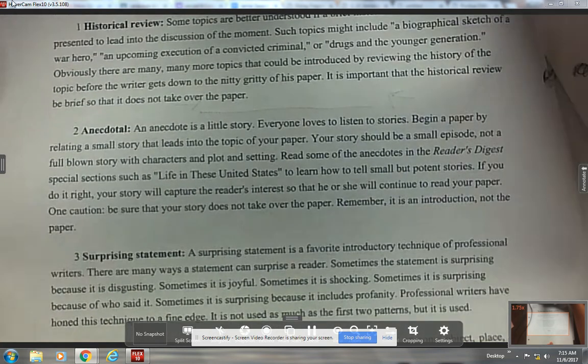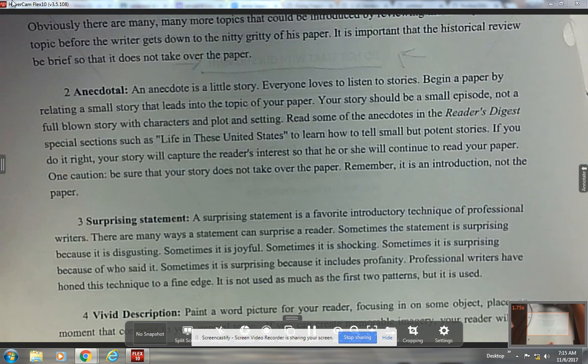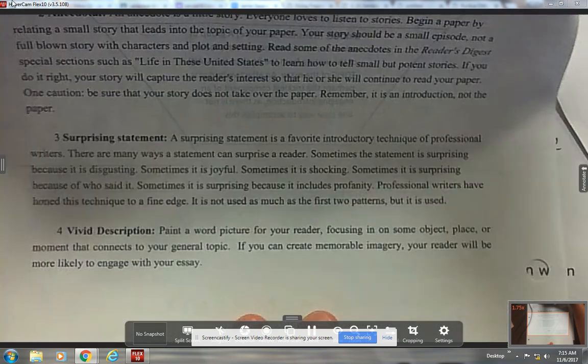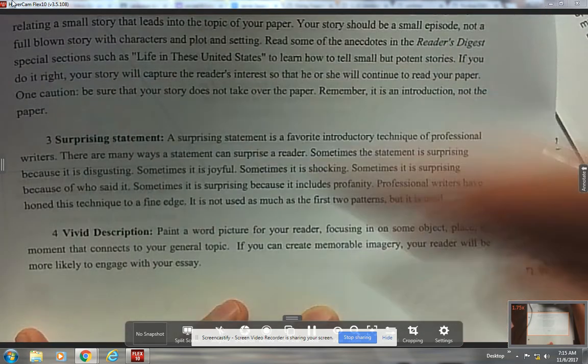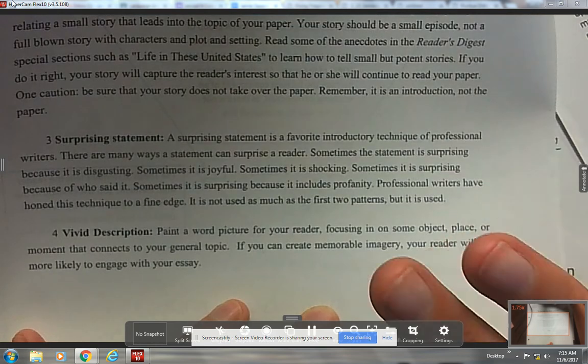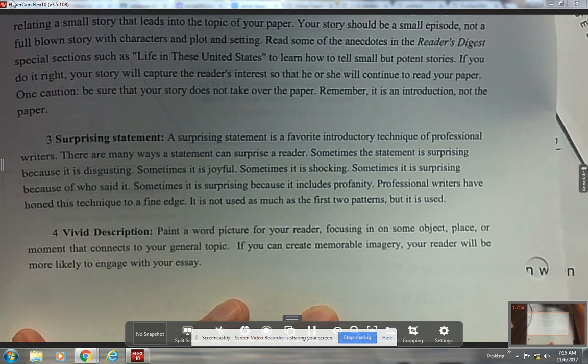Surprising statement. A surprising statement is probably what professional orators tend to use most often. It's when you kind of like to shock the reader from the beginning to get them to want to keep reading. And the last one is vivid description. And vivid description is just as it sounds. You vividly describe something, maybe an object, maybe a scene, maybe a person. And as you vividly describe them, that whole purpose is to bridge or to connect that to your topic.